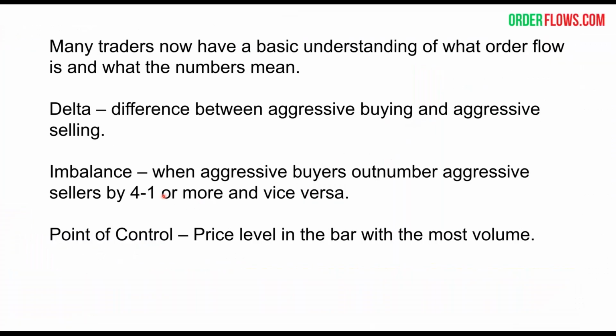So just really quick, the delta is the difference between aggressive buying and aggressive selling: how many people are buying the offer versus how many people are selling into the bid. Imbalances is when the aggressive buyers outnumber the aggressive sellers by 4 to 1 or more, and vice versa. Now, 4 to 1 is not set in stone. You can adjust that. Some people use 5 to 1, some people use 3 to 1. It really depends on your trading style.